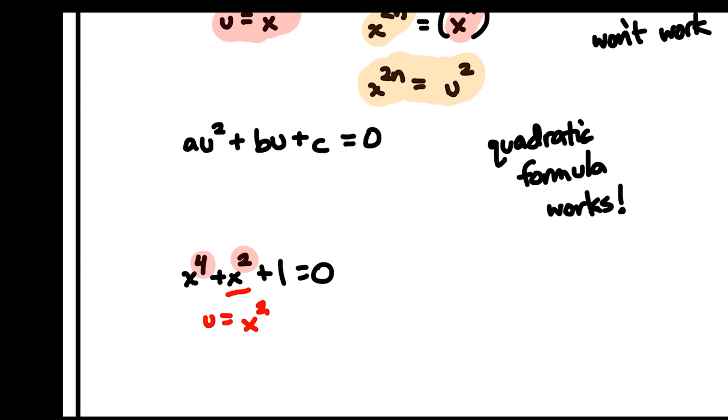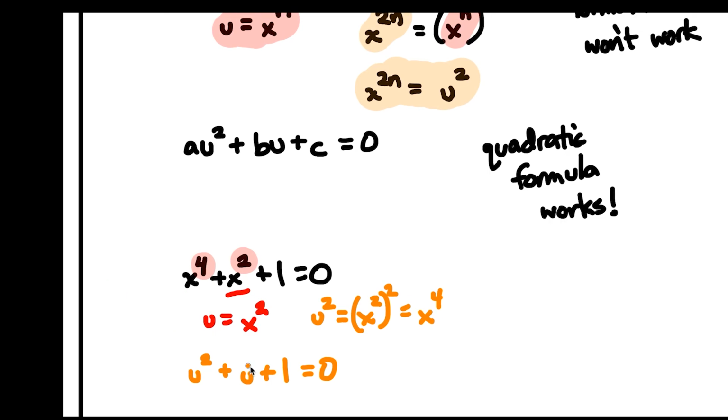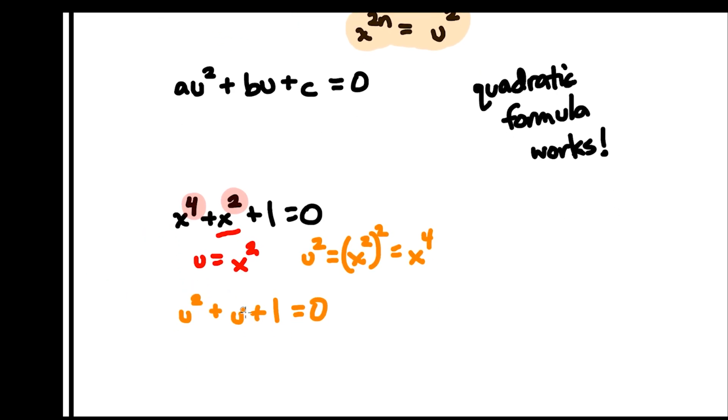Okay. So that's my u. So now I can rewrite the entire thing where it says u squared, because that's x to the fourth, plus u plus 1 is equal to 0. Okay, and the reason for this is because u squared is technically equal to x squared quantity squared, which is equal to x to the fourth, because again, you multiply exponents, if you remember the exponent properties. So all I did was substitute for x to the fourth and x squared here.